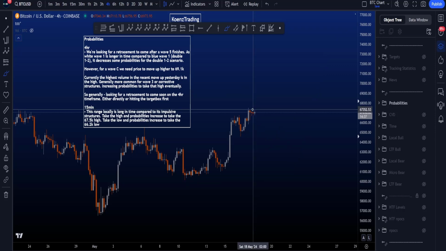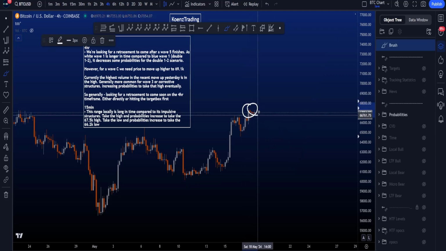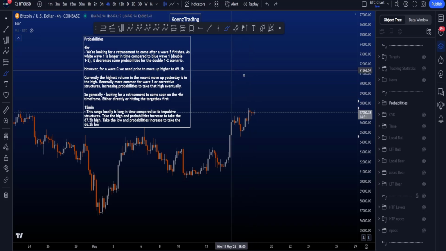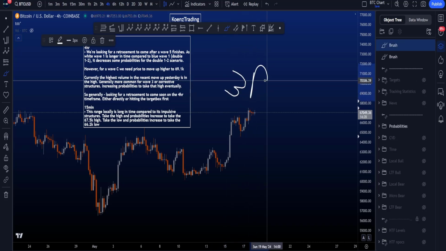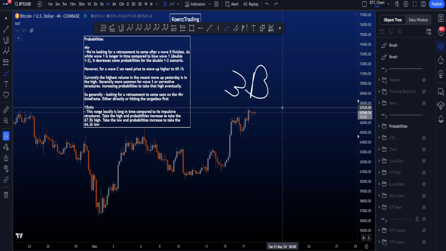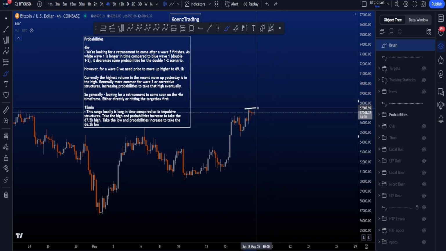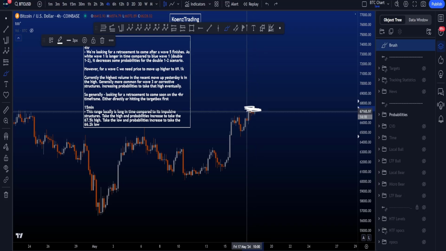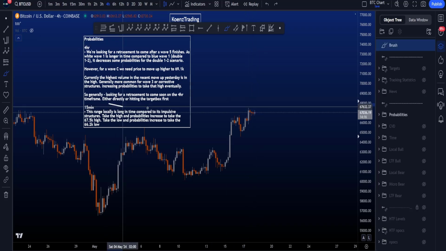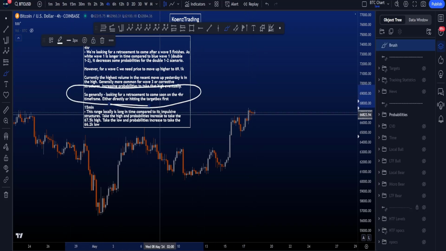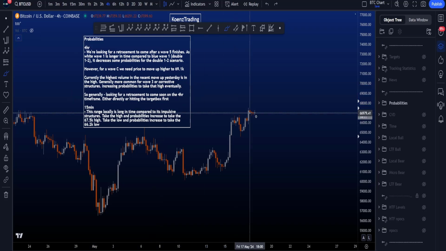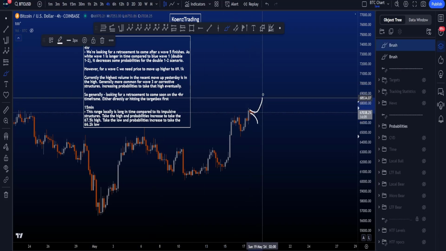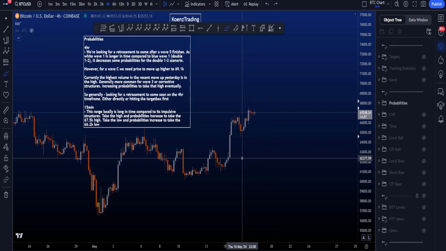Currently, the highest amount of volume locally is in the high over here. It's in the recent move to the upside yesterday. Generally, that is more common for either a wave 3, a wave B or a wave X, which does increase the probabilities to sooner or later take out this high. So generally, we are looking for a retracement to come soon on the 4-hour time frame, either directly or first moving up to hit the target box and then look for a move towards the downside.